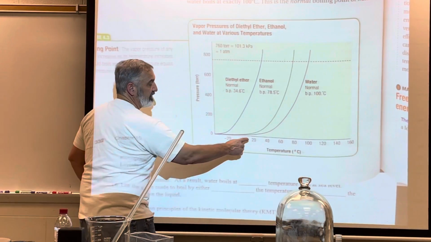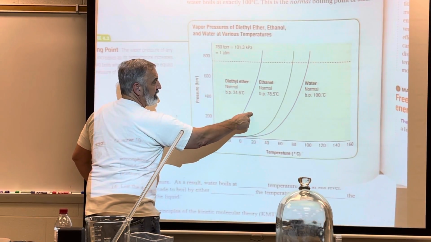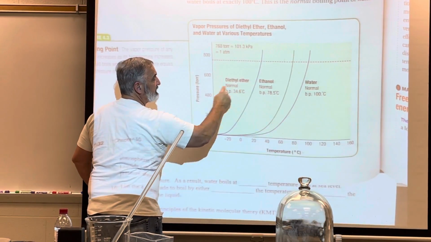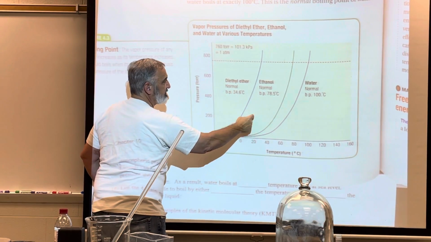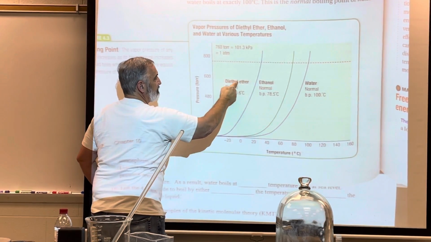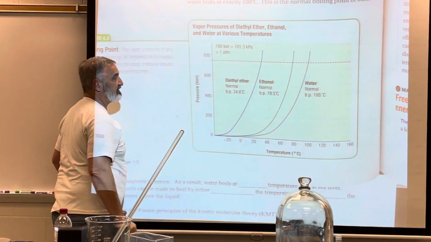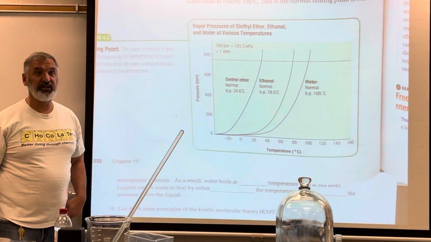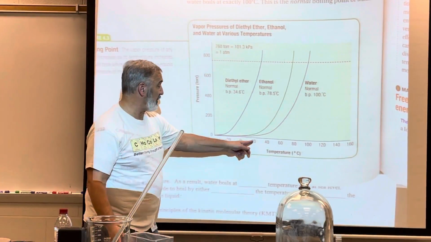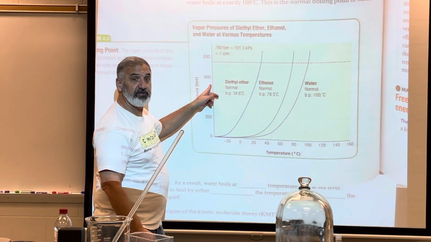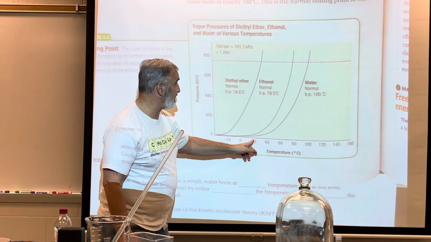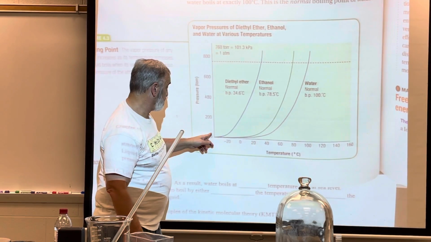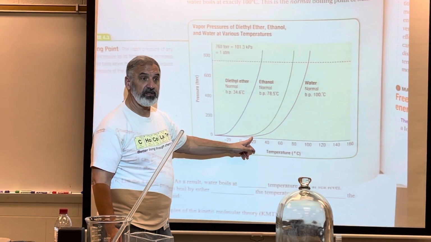How would we read this? We'd go up, right? What's the vapor pressure of diethyl ether at 20 degrees? Probably almost 600, 580, somewhere in that range. I mean, you go up 20 degrees and you hang a left wherever it crosses the line. Okay? Whereas at 20 degrees, ethanol is way down here and water is even lower.